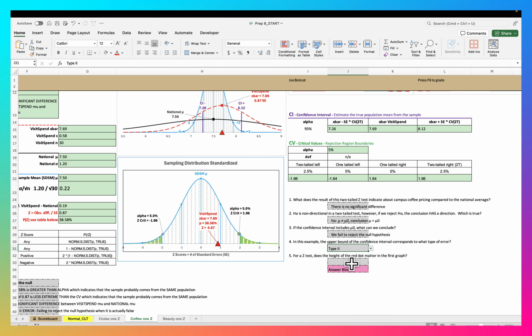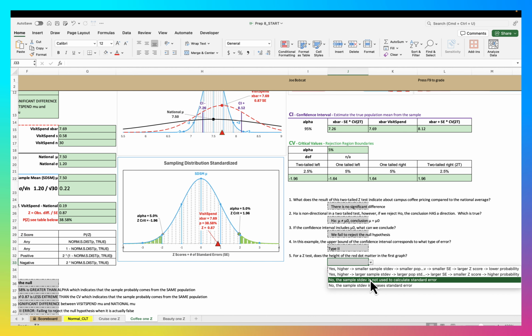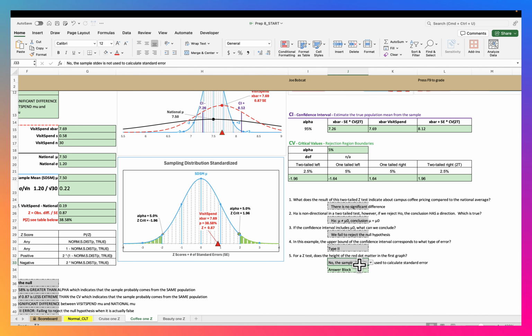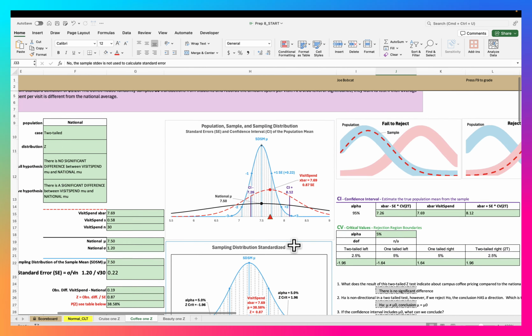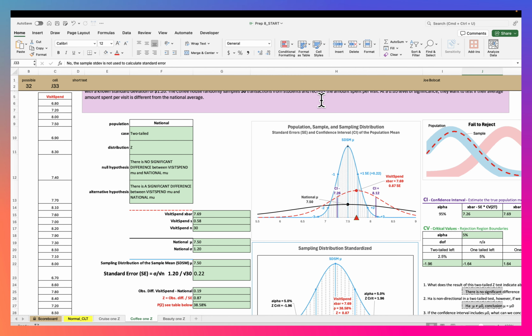And for a z-test, does the height of the red dot matter in the first graph? And we already said no, because the sample standard deviation is not used to calculate the standard error. We said that in the last problem. And we're all done. We got all our points. We'll see you in the next video.